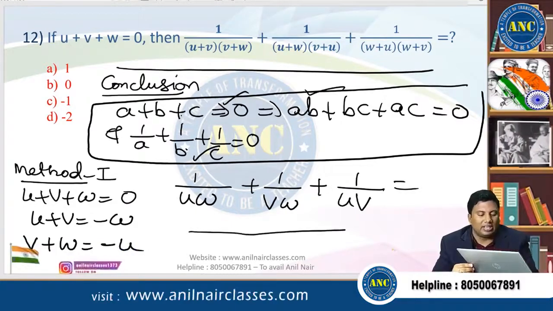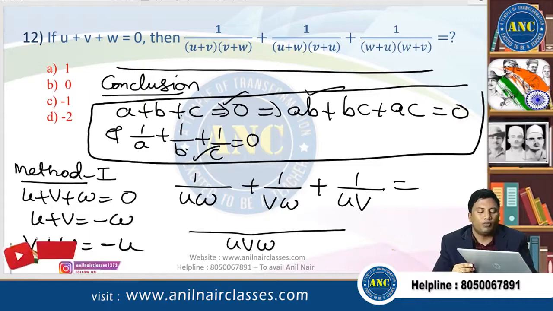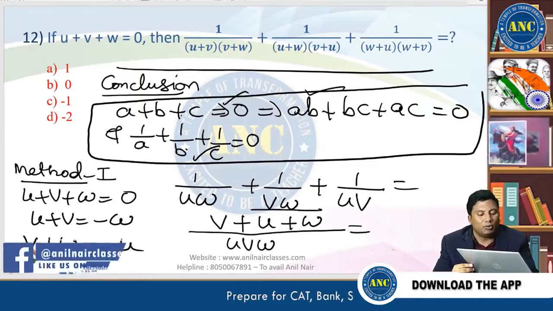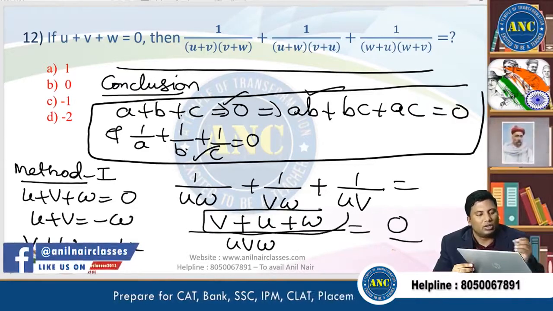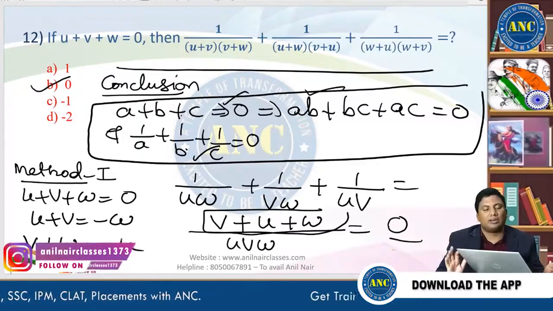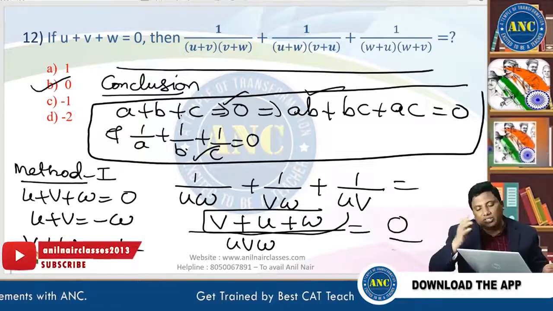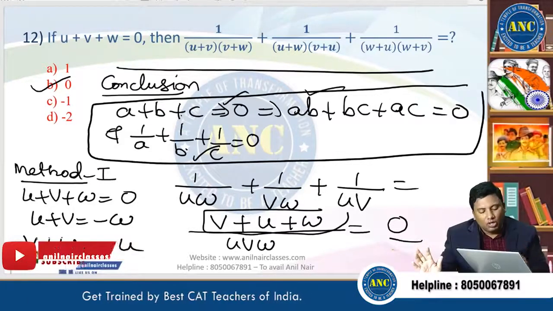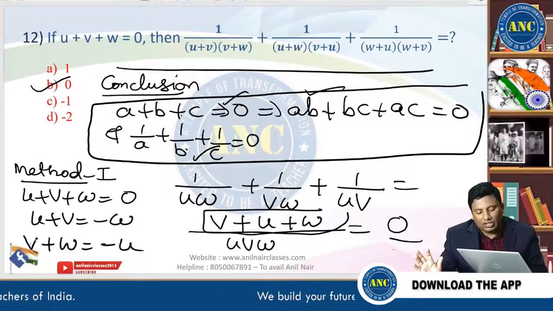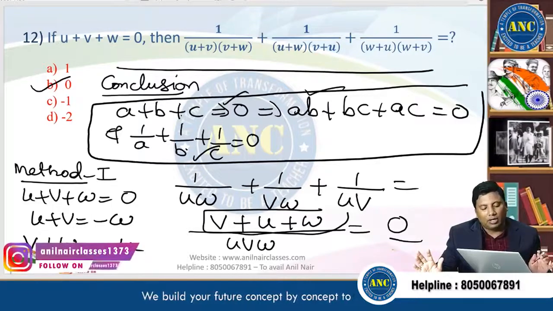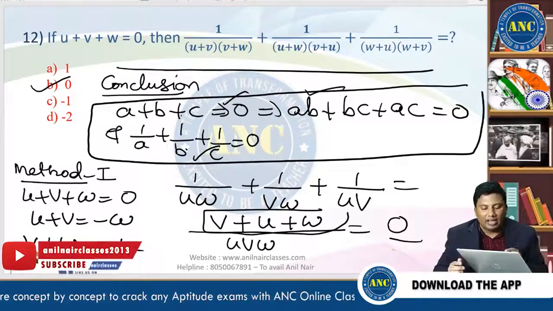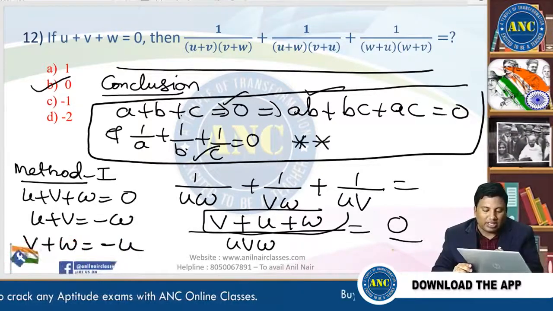Wherever V plus W is there, I am using minus U. If I take this LCM, UVW, what is missing? V. What is missing? U. What is missing? W. What is U plus V plus W? It is 0. So what is the answer for this question? 0. It's simple. Wherever U plus V is there, substitute minus W. Wherever V plus W is there, substitute minus U. UW, VW, UV. LCM is UVW. So top V, next U, next W. U plus V plus W, A plus B plus C is always 0. Idea clear? This conclusion I am going to use in the next problems.